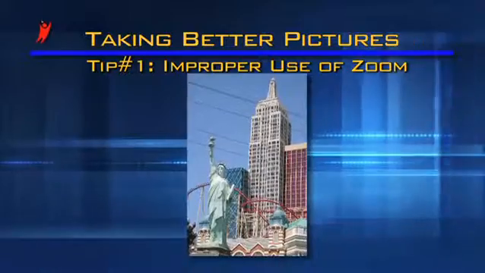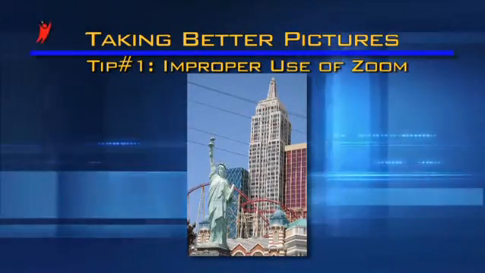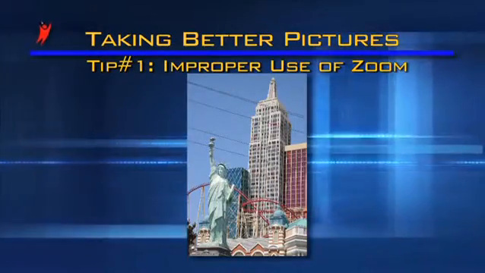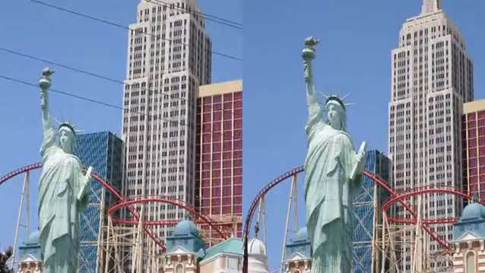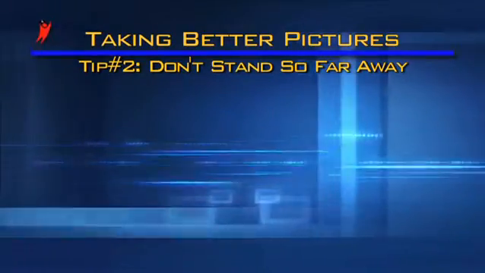In this photograph of Las Vegas's New York, New York hotel, the first picture I took is a picture from a distance using the zoom. Notice the wires in the picture. Then I walked as close to the hotel as I could, and using a wider setting of my zoom, I was able to remove the wires from the image, get more detail in the picture, and capture a more pleasing, less confusing image. Tip number 2, don't stand so far away.